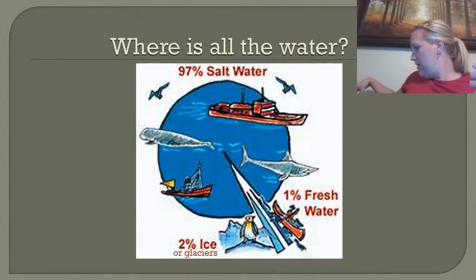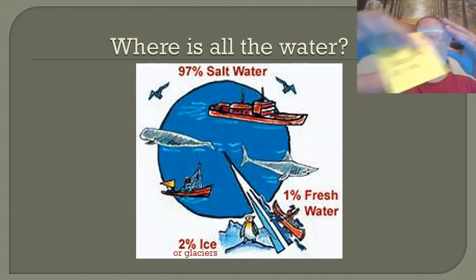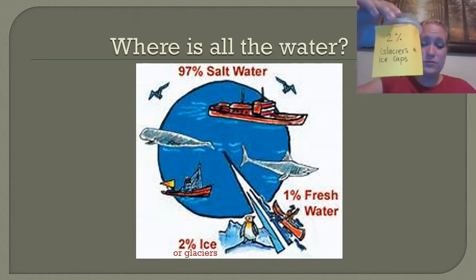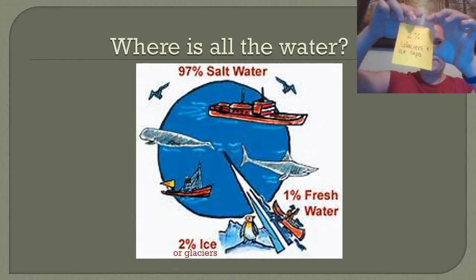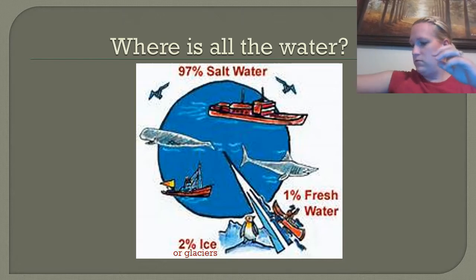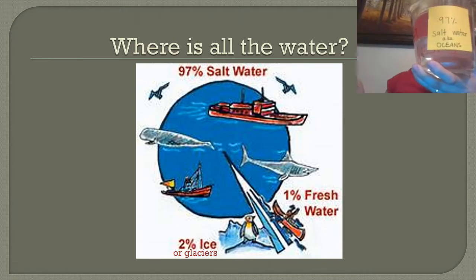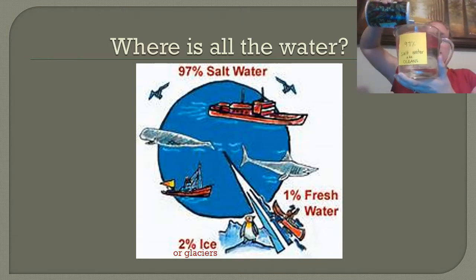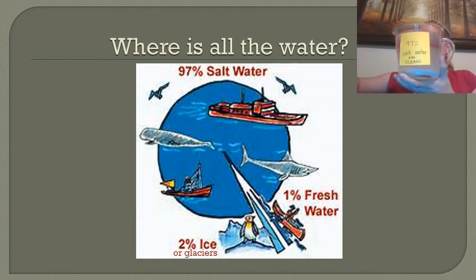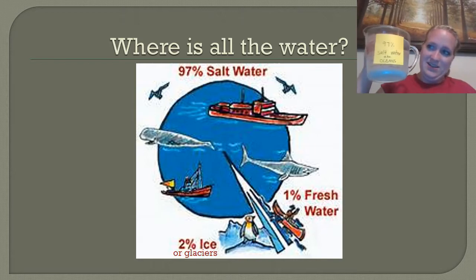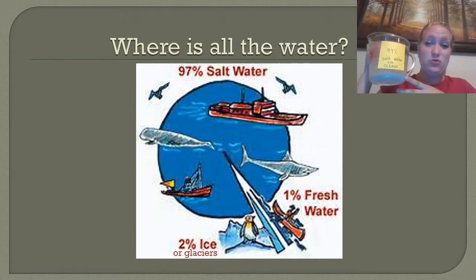Now, remember, 2% is our glaciers and ice caps. It's frozen. We can't use it because it's solid, right? And then we had 97%, which is all salty. We don't want to drink this water until it's purified because it is salt water. So 97% of all the water on Earth is in the oceans.